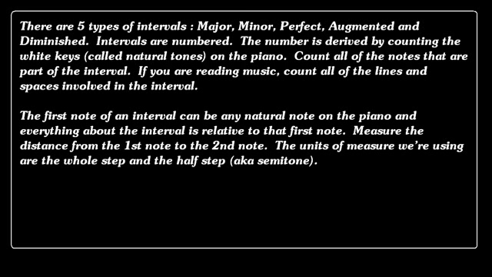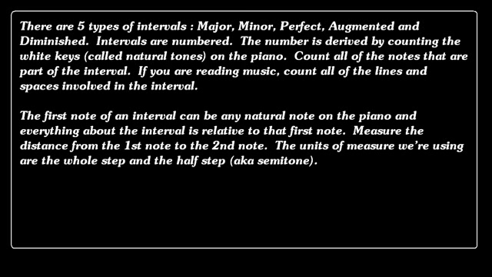There are 5 types of intervals: major, minor, perfect, augmented, and diminished. Intervals are numbered. The number is derived by counting the white keys, called natural tones, on the piano. Count all of the notes that are part of the interval. If you are reading music, count all of the lines and spaces involved in the interval.